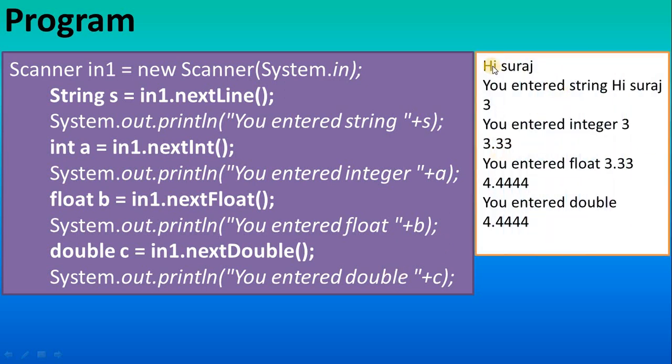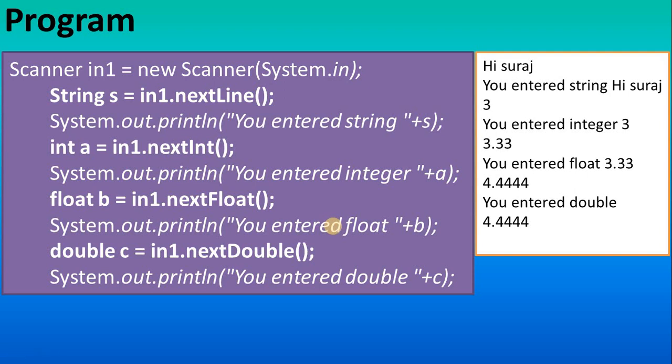So your output will be like that. Suppose you enter the message hi Suraj, then using the output statement you see: you enter string hi Suraj. Then you can read an integer value like 3, and you get the output: you enter integer 3. Then you can enter any float value and you get the message. In this way, whichever method we discussed in the presentation, you can use it, return the value, and show it using the output statement, and you can perform operations on that value also.